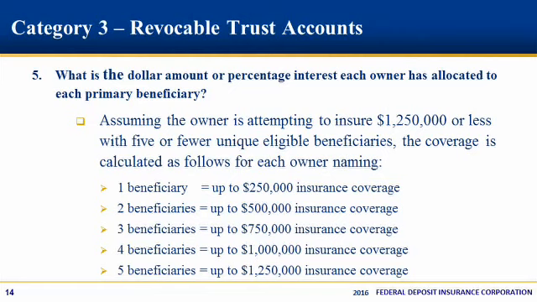As you can see on this chart, with one beneficiary, there would be up to $250,000. With 2 beneficiaries, $500,000, and so on. Remember that if there are 2 owners, the amount of deposit insurance coverage is applicable to each owner, and we therefore would double the amounts on this slide.